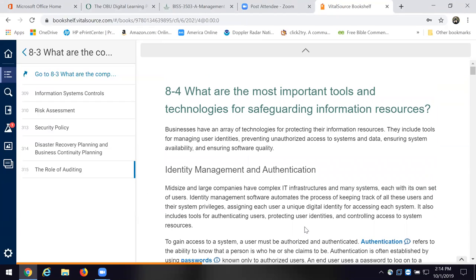The author's going to walk us through the question of what are the most important tools and technologies for safeguarding the information resources. And they walk you through a set of these, the first of which is identity management authentication.